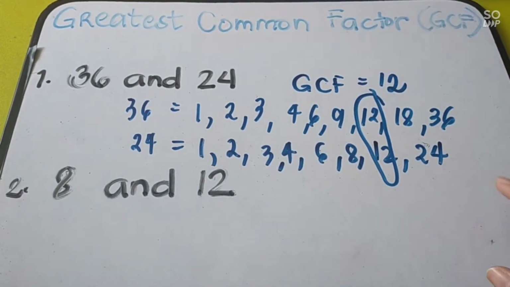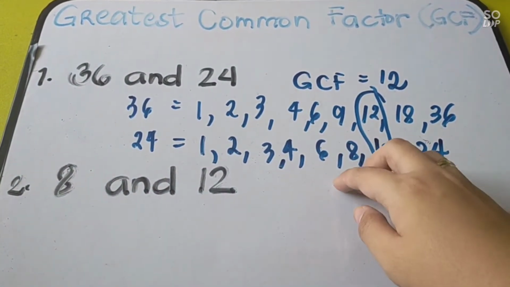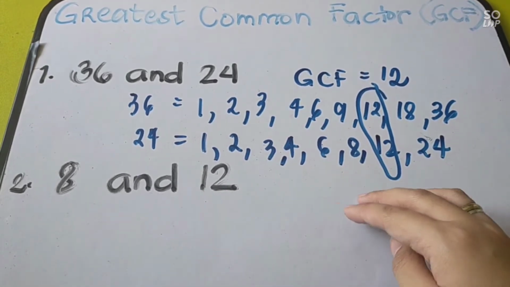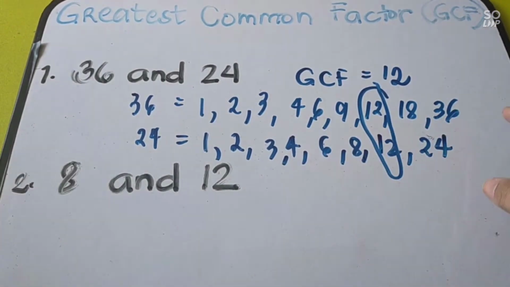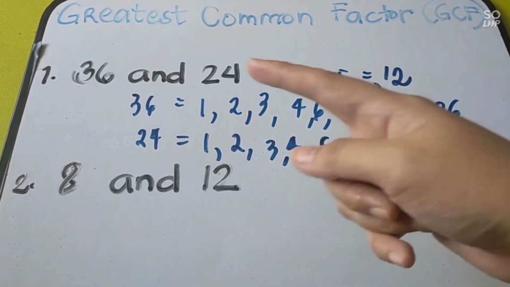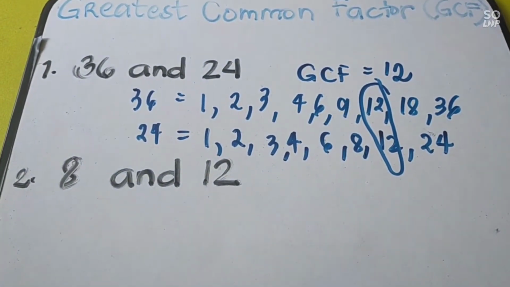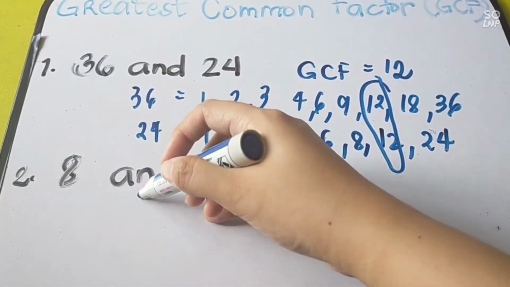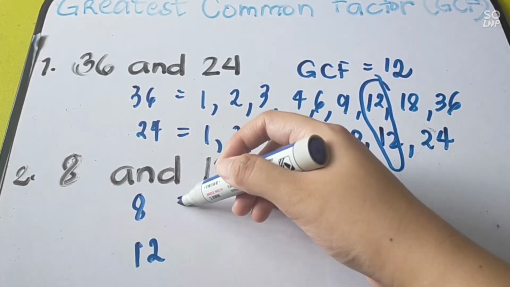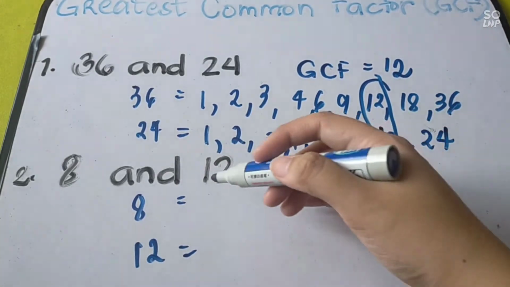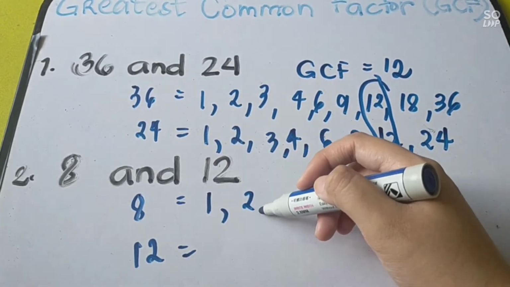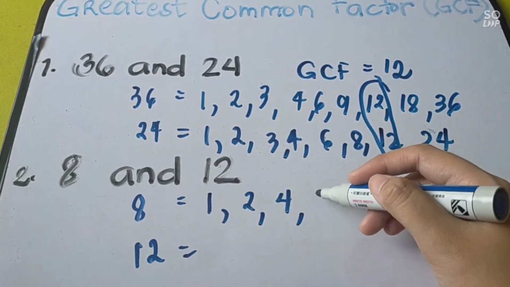Pwede rin ditong prime factorization. Yun nga lang, medyo mahirap siya. So, mas madali na yung listing of numbers that are divisible to the given numbers. Right? Next tayo. Let us have number 2. We have here 8 and 12. Let us list all the numbers that are divisible to 8. So, we have here 1, 2, 4, and then 8.